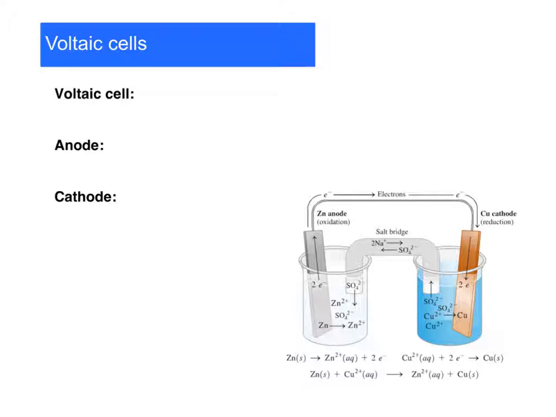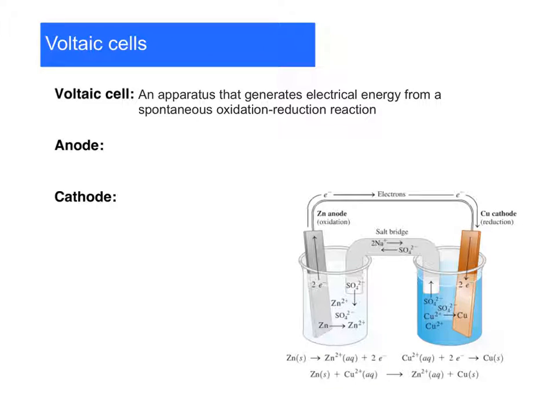Now we can use this information in these reactions to generate electricity. So an apparatus that generates electrical energy from spontaneous oxidation reduction reactions is called a voltaic cell. And there are two components to our voltaic cell. The first is the anode, and that is the metal that's being oxidized. And then the cathode is where the reduction takes place. So electrons always flow from the anode to the cathode because oxidation produces electrons because they've been lost, and reduction gains electrons, so that's where the electrons go.